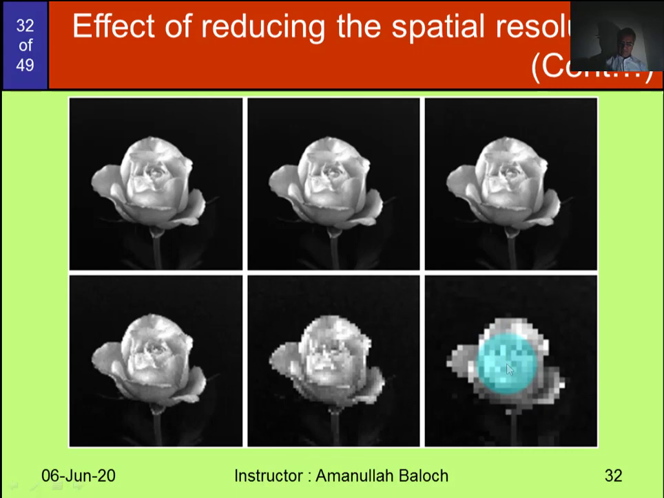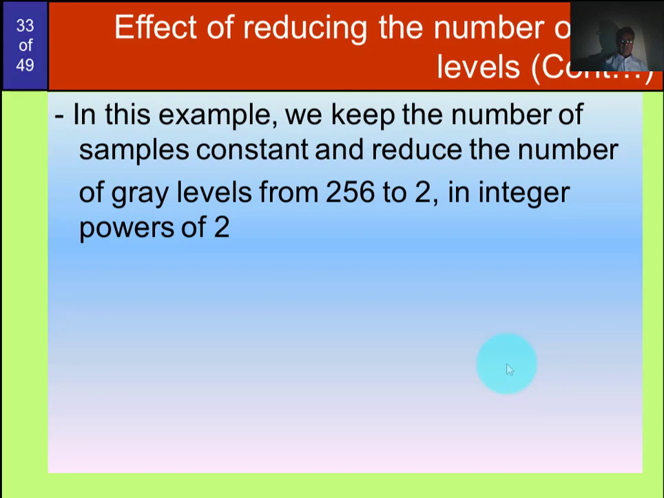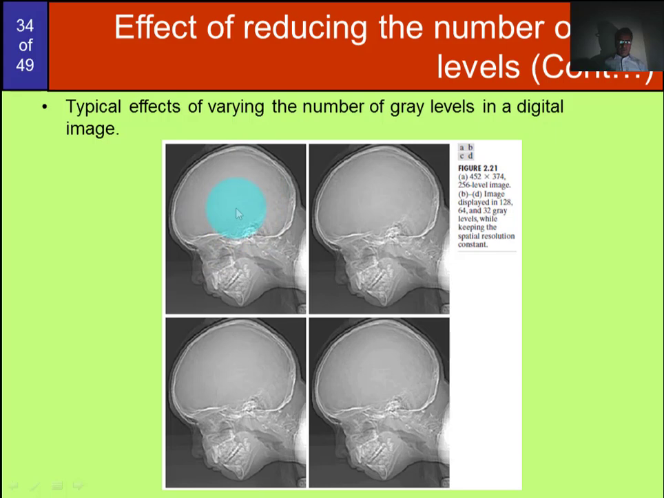Similarly, you may see the effect of gray level in the next two slides. This is gray level resolution. This is an image which contains 256 colors. This is a 256-level image, A. We have images A, B, C, D. Image A is a 452 by 374 pixel image with 256 colors, while image B contains 128 colors. The dimension of image B is the same, but the colors have been reduced, quantized.